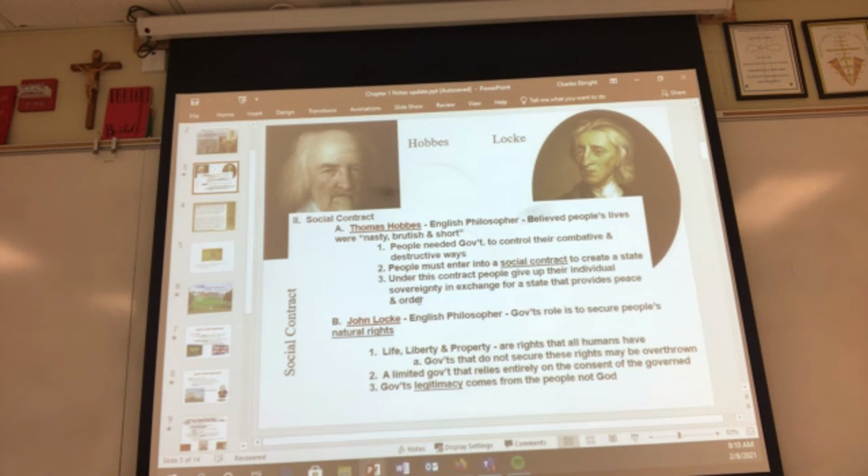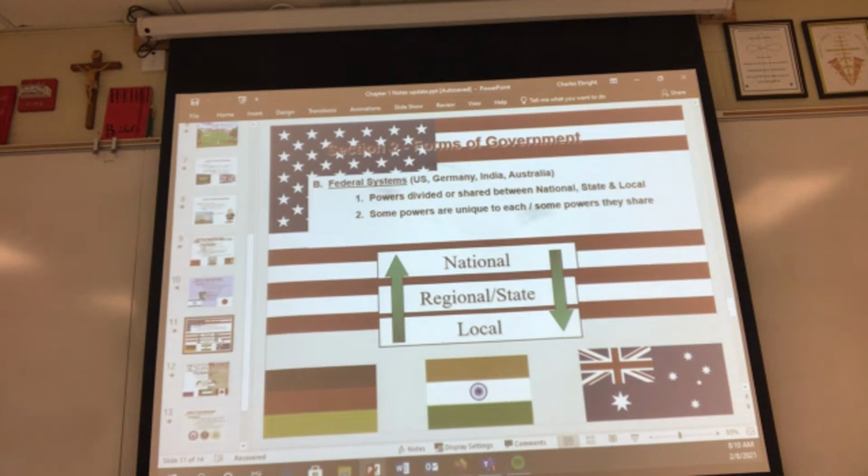Okay, where are we at? Federal system. Okay, power divided or shared between national, state, and local governments. That's federalism. Whereas some powers belong to the national, some belong to the state and local, some are unique, some they share, they work together.